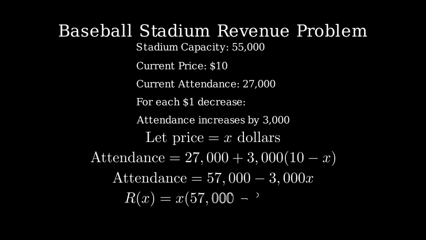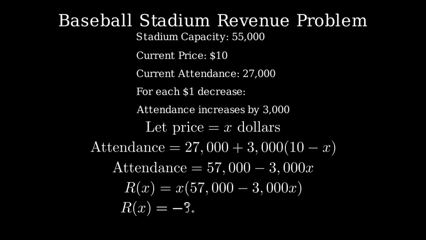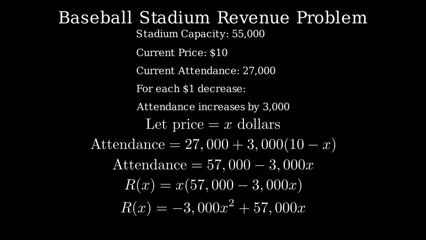The revenue R of x is the price times attendance: x times the quantity 57,000 minus 3,000x. When we multiply this out, we get negative 3,000x squared plus 57,000x.